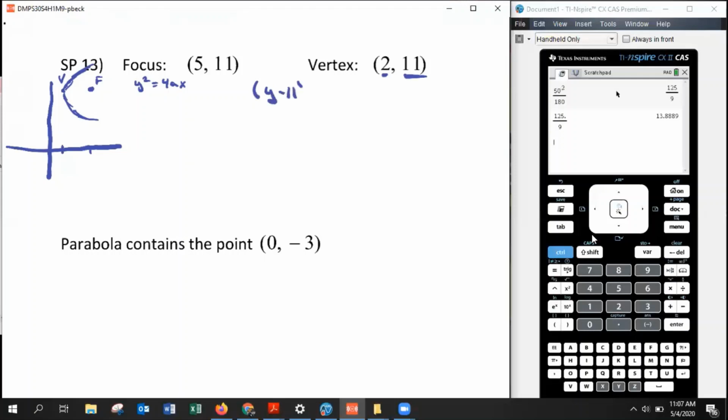Remember, that's my k value. Y minus 11 squared will equal 4a times x minus the h, which is 2. And our last bit is to figure out what our a is. If you remember, our a is the distance from our vertex to our focus. There is our a. So what's the distance between 5 and 2? That would be 3. So y minus 11 squared will equal 4 times 3, which is 12, times x minus 2.